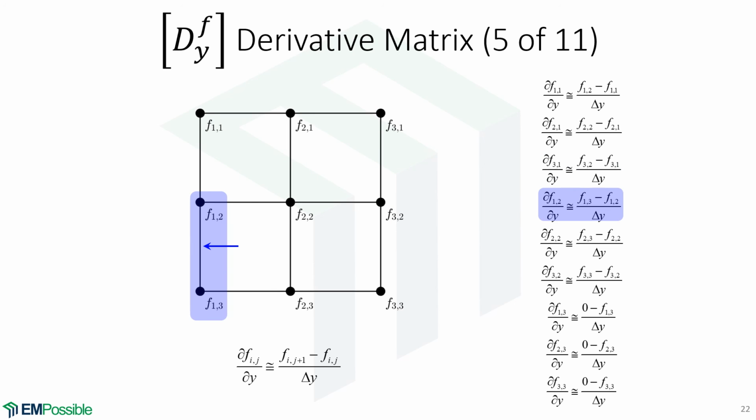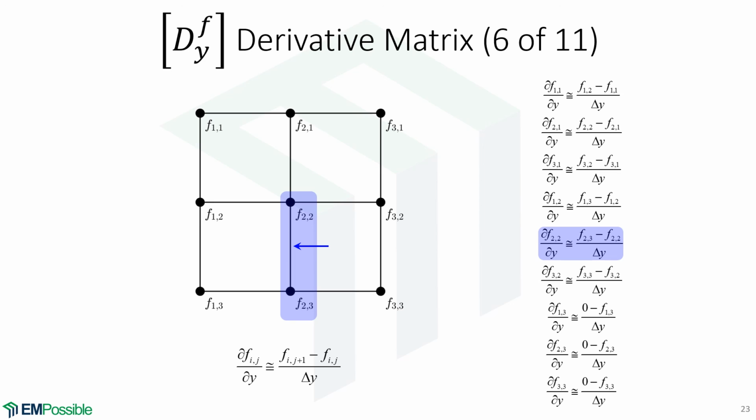Now we move down in the grid. Still no boundary condition problems because we're calculating the derivative at the midpoint between f13 and f12, and our window's spanning 2 points, so we have all the function values that we need. So the derivative at this midpoint is f13 minus f12 divided by the spacing between them, which is delta y.